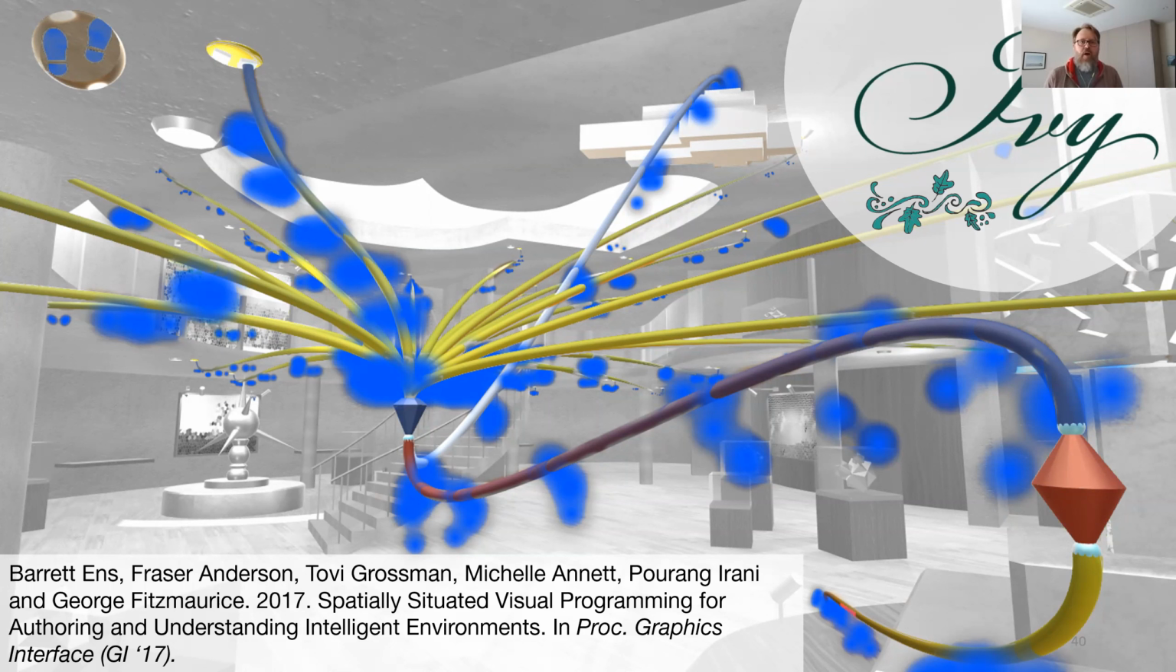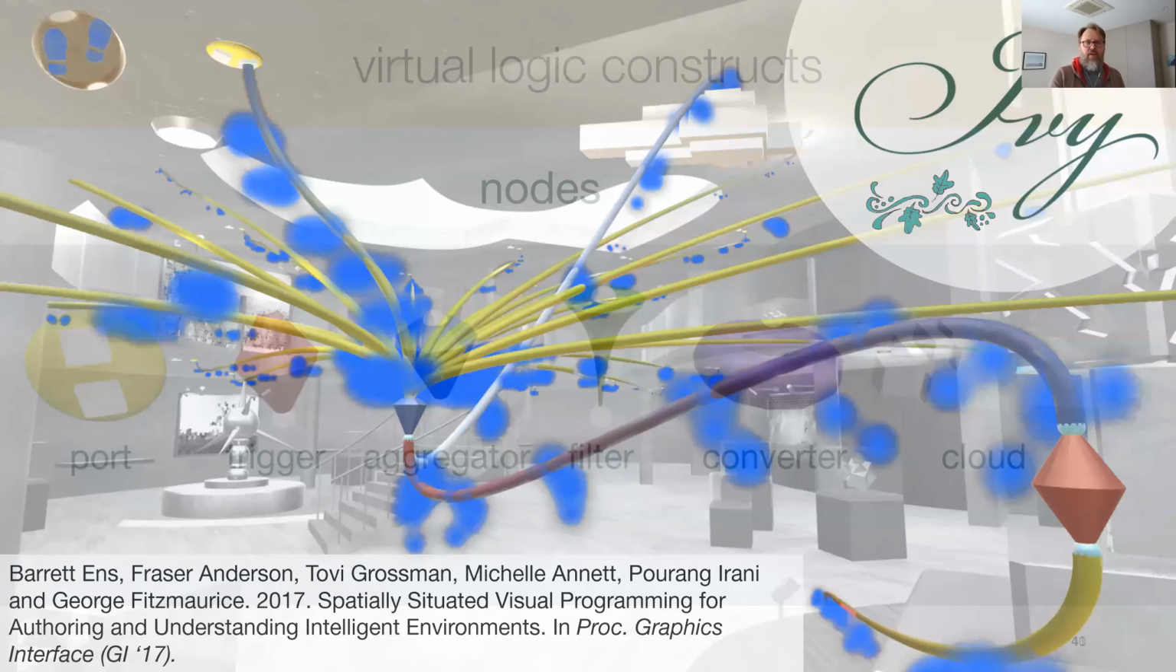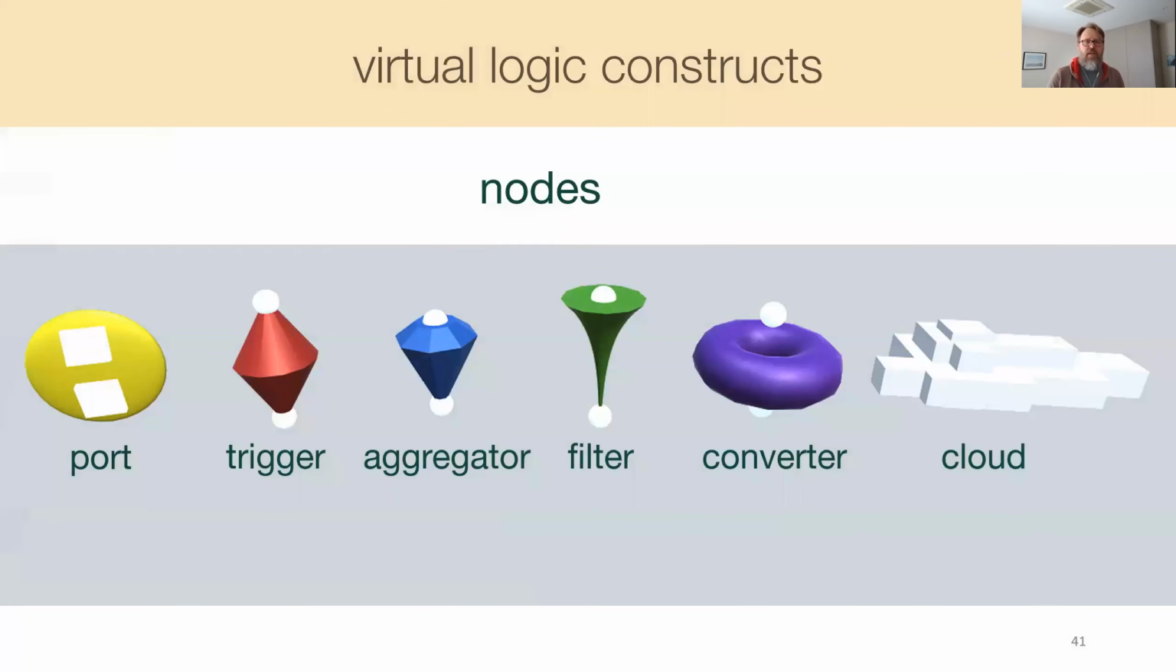ARIVE is essentially a spatially situated visual programming environment. So it's about authoring constructs and understanding connections between smart objects and visualizing the data flow between them. I created a visual programming interface based on this concept of nodes and links. A port is basically the input and output of a smart object, so it's an embodied representation of the connection to that object.